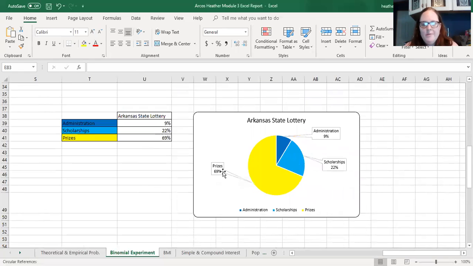And Arkansas, most of our state lottery proceeds go to prizes. So most of the money that people spend buying tickets goes back to those prizes, 69%. Scholarships, they use 22%, so it's not a whole lot, but it's pretty good. And then their administration costs are 9%.